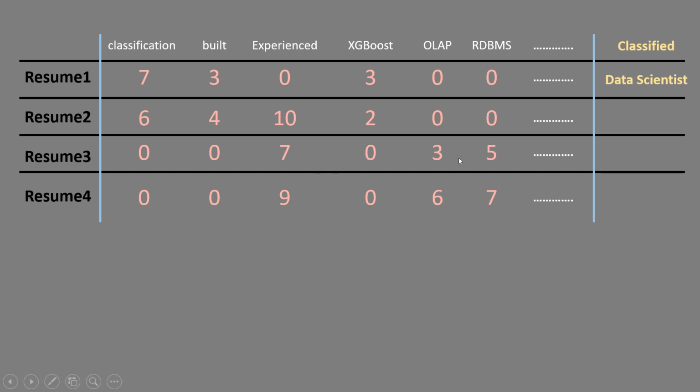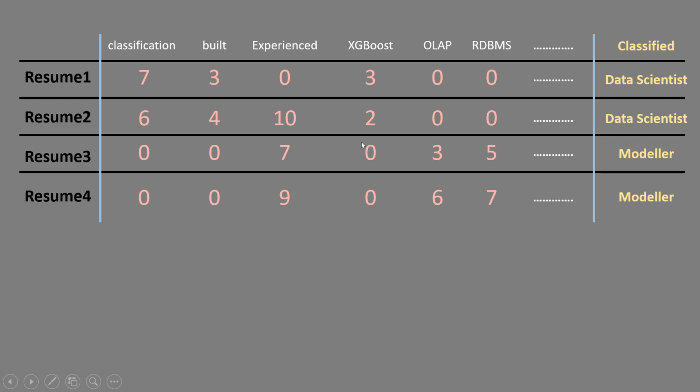Let's have a look at this. So over here, if you see, RDBMS is 5, OLAP is 3, experienced is 7. So on the basis of these two, because this is not a skill, right? This is not a skill, rather you can say it is an adjective. Okay, so this is not a skill. So on the basis of these two, we can classify it as data modeler. So looking in this direction, we classify these profiles this way.